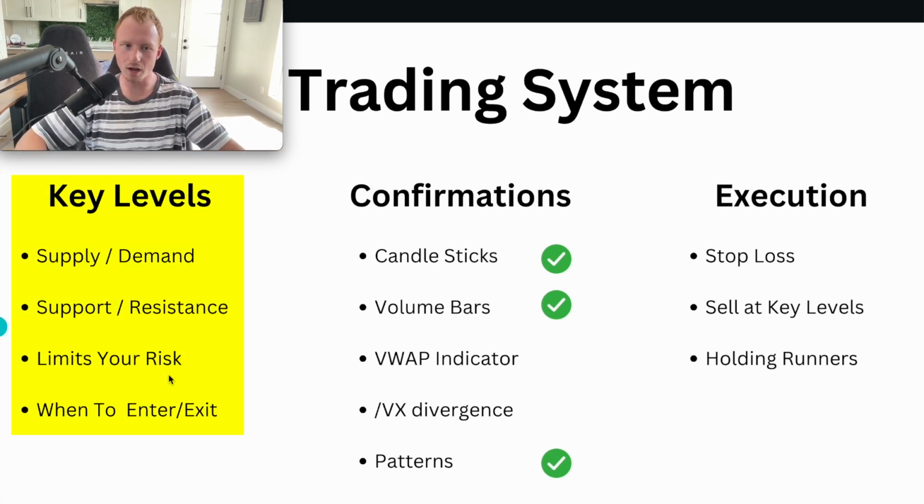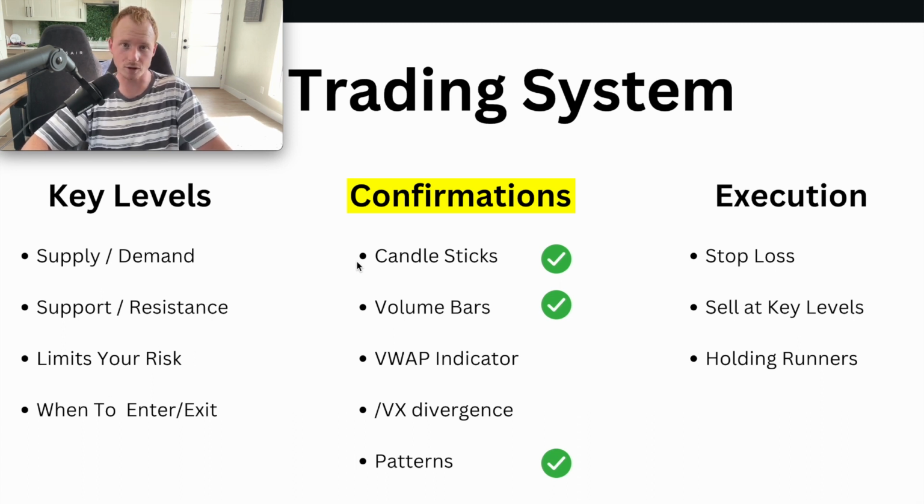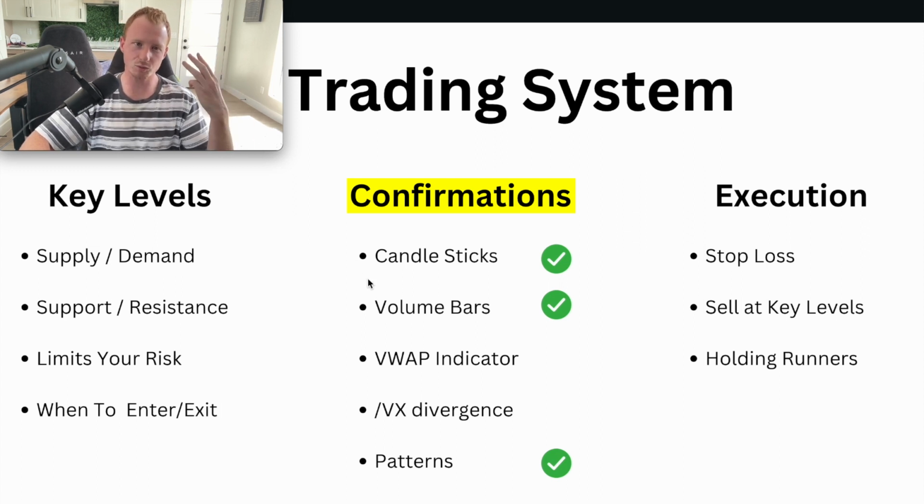Once you're actually in a key level, this is where you can look for confirmations to take the trade, either short or long, depending on if we're in supply or demand or support or resistance. For me, I'm always looking for at least three confirmations. If there aren't three confirmations, I do not want to take the trade.